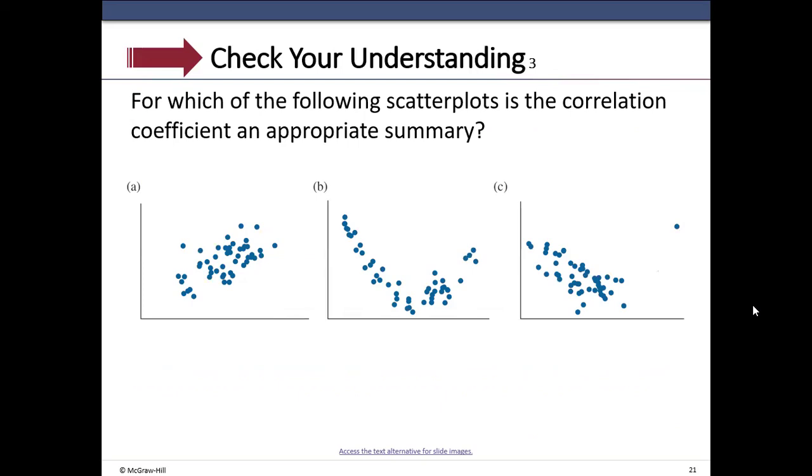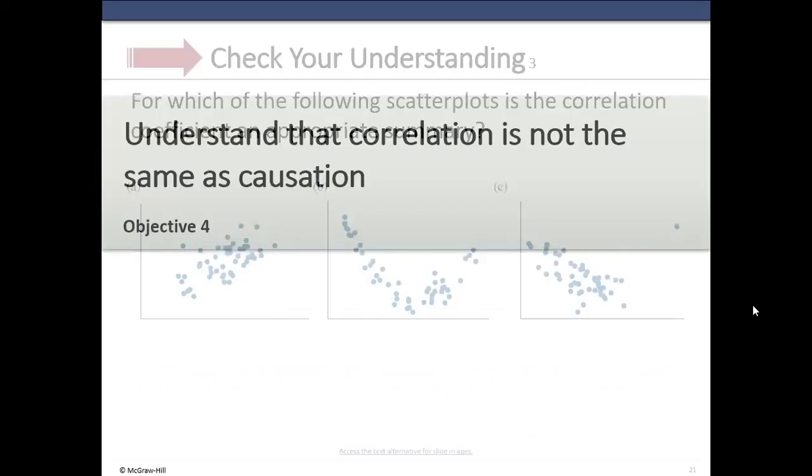For which of the following scatter plots is the correlation coefficient an appropriate summary? Part A is good. Part B is not good because it's non-linear. And part C is also not good because there are some outliers in part C.